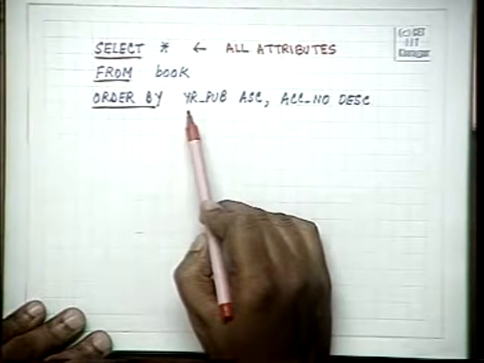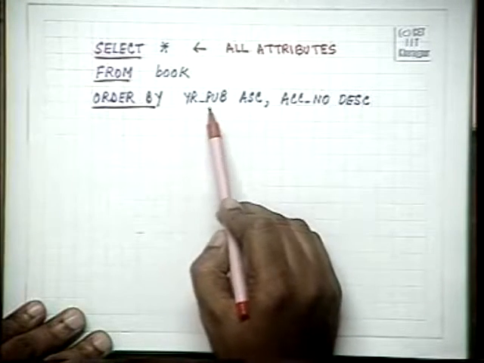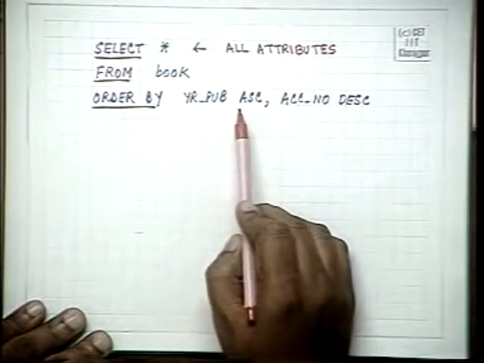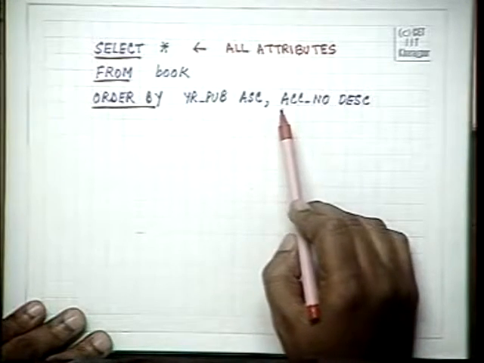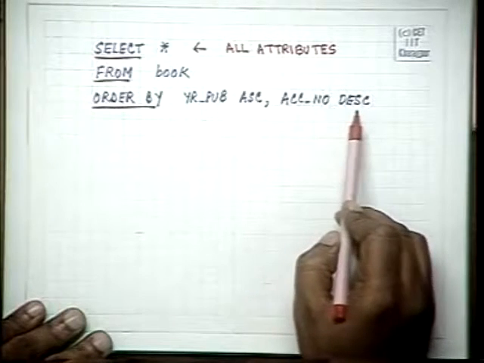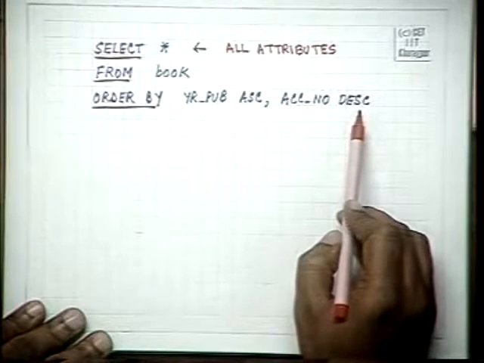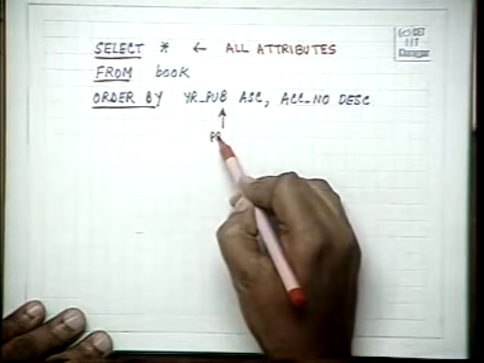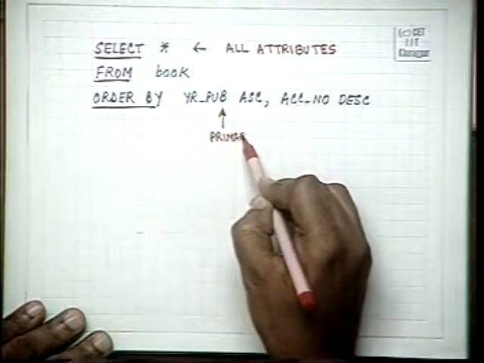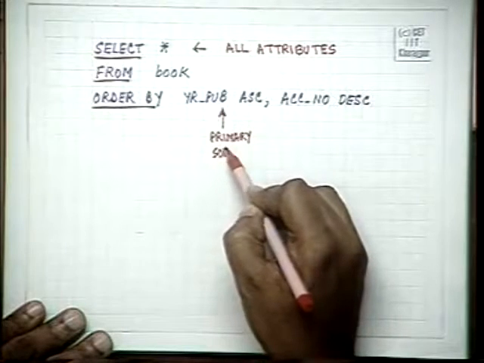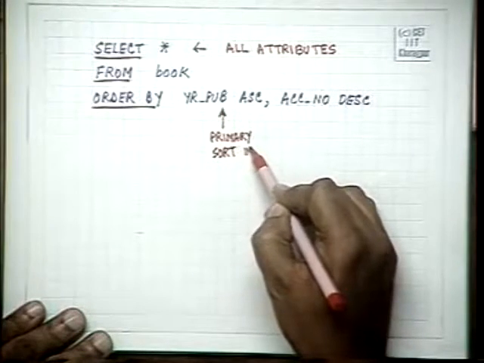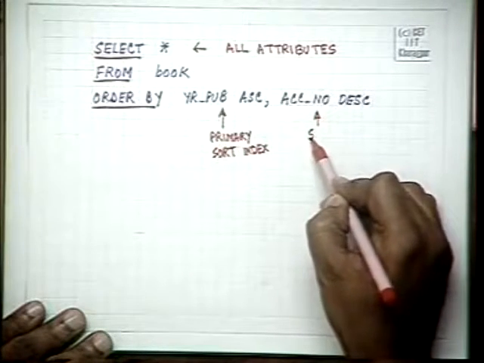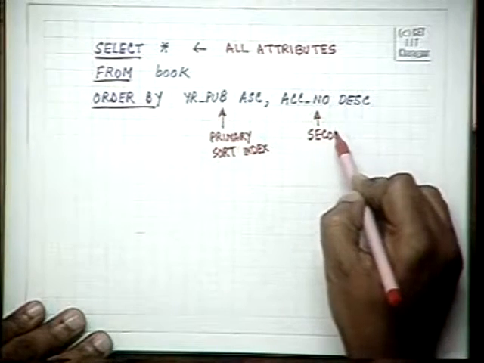It will be sorted in ascending order by year of publication, and those books where the year of publication is identical, there it will be sorted according to accession number in descending order. So, this is the primary sort key, and this is the secondary sort key.